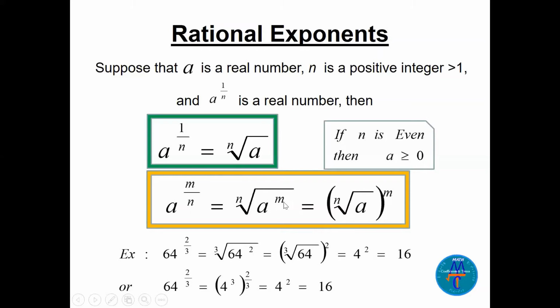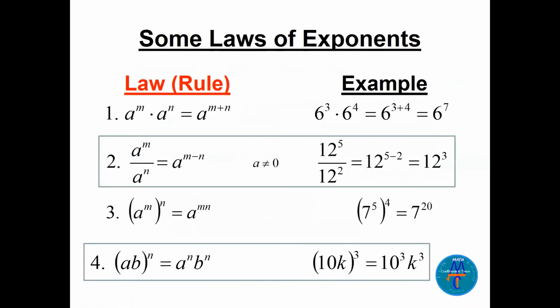Now this is one way we can use radicals. Let's see another way. 64 to the power 2 over 3. 64 is 4 cubed, to the power 2 over 3. When you have two powers, you can multiply the powers. Let me show you the rules. Here, number 3, a to the power m, all to the power n, is a to the power mn. You multiply the powers.